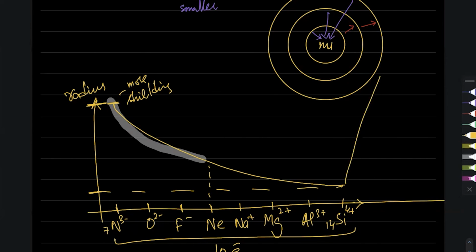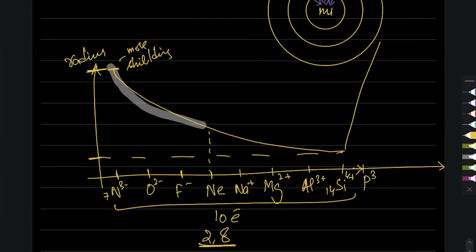Why? Because after silicon, you're getting phosphide. Phosphide does not have 2,8. Phosphide has 2,8,8. You have added a shell. So obviously the atom, the ion, is going to be much bigger. And after this, it's going to follow the same pattern again.